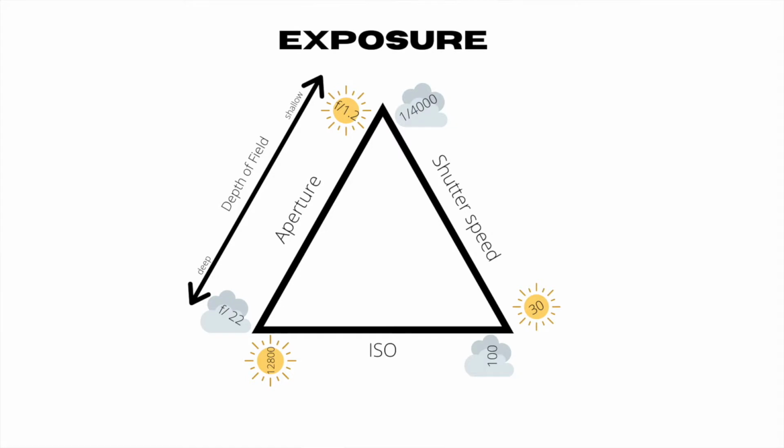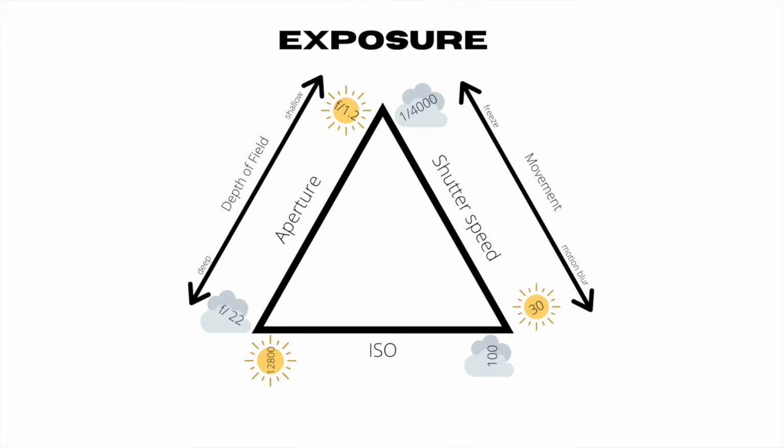Remember when I explained how aperture controls the depth of field? Let's add this to our exposure triangle. Smaller apertures will provide us with a deep depth of field, meaning that more of the scene will be in focus. Wide apertures, on the other hand, will cause a shallow depth of field, meaning that only a small portion of the picture will be in focus.